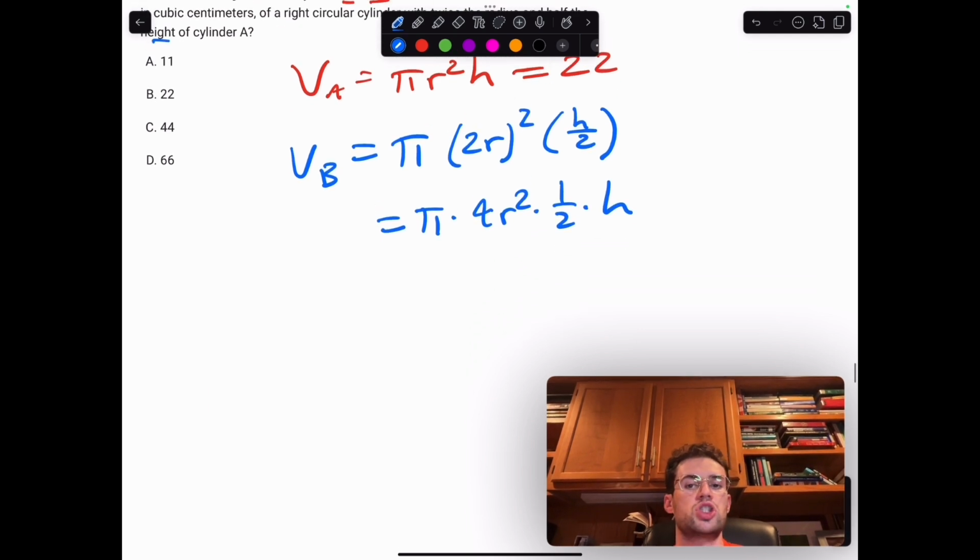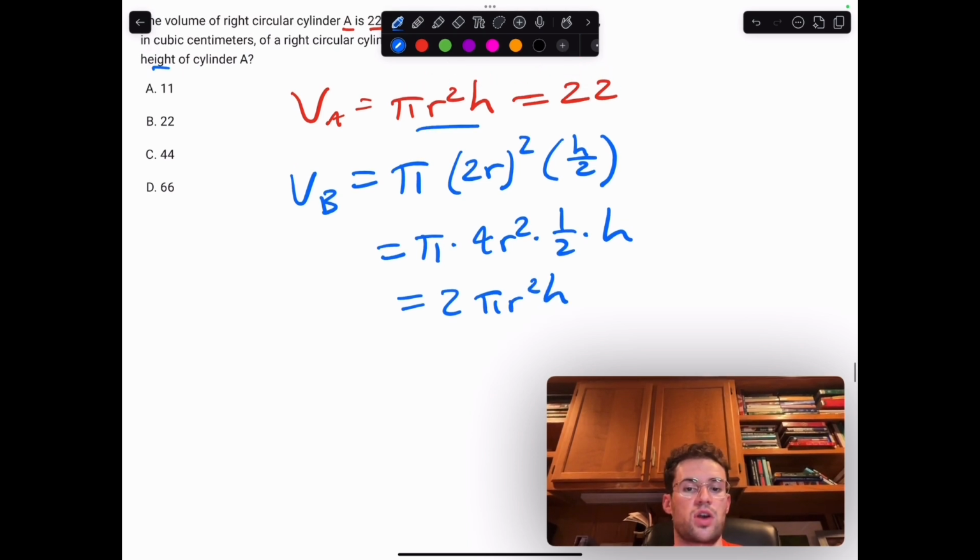4 times 1/2 is 2. So it's going to be 2 pi r squared h. And pi r squared h was volume A, so we could substitute that in. 2 times volume A. All right, so we know volume B is equal to double volume A.